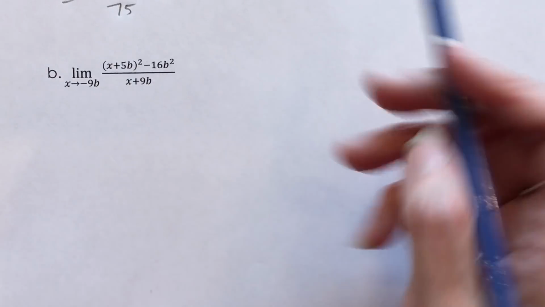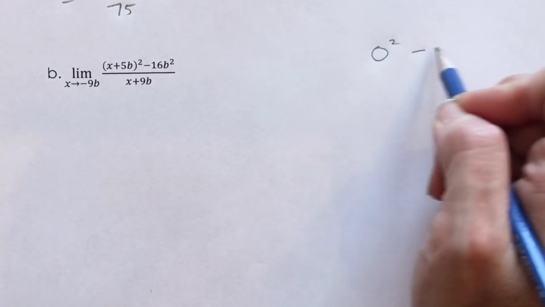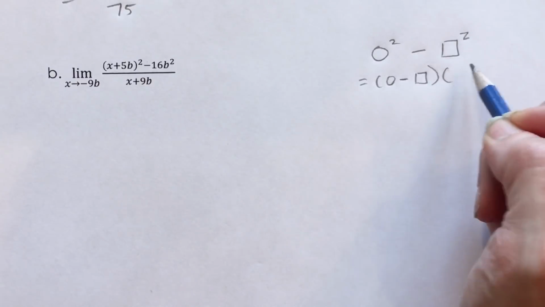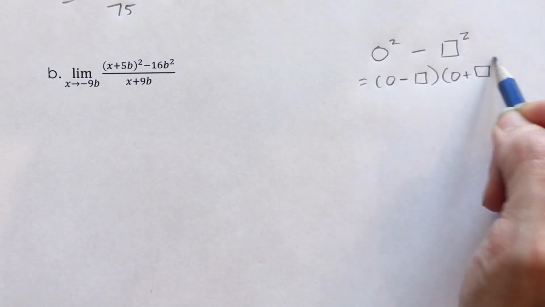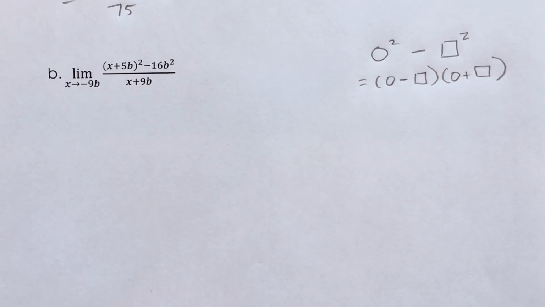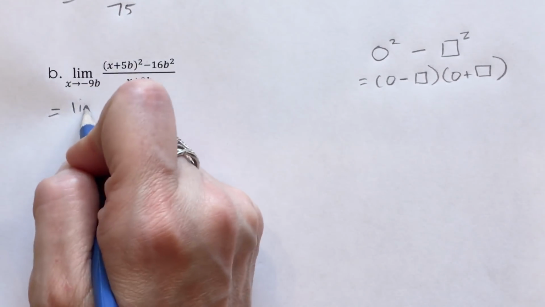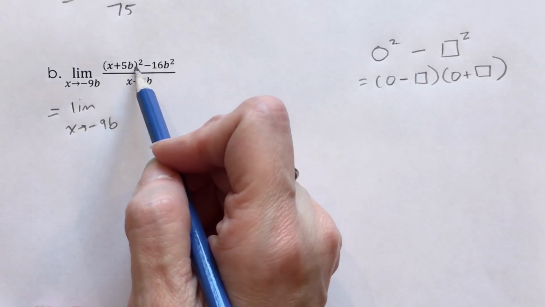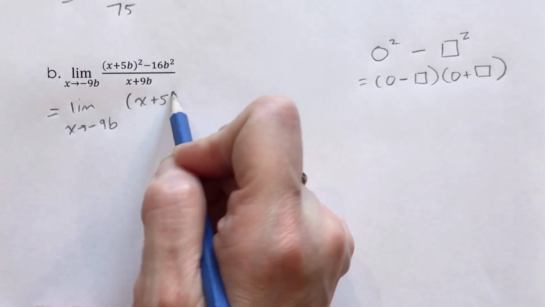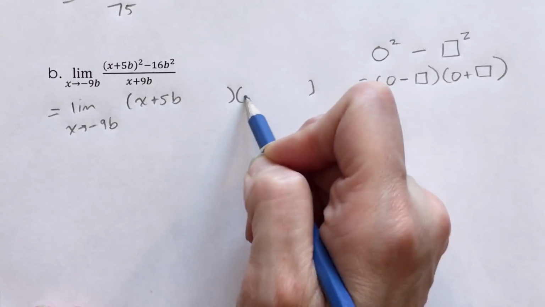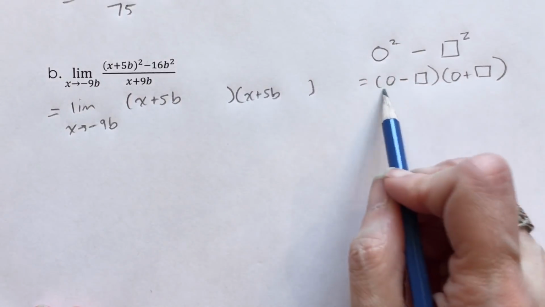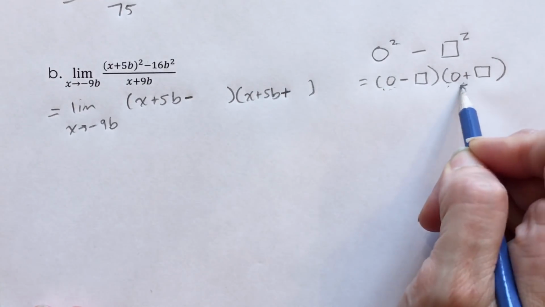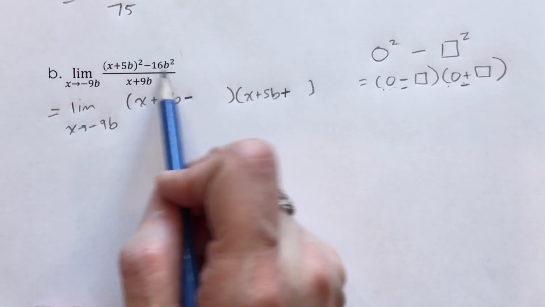But if you recognize that the numerator is actually a difference of squares, so it's something squared minus something else squared, which factors to give us this pattern here. Even though it's a complicated looking difference of squares, you can say what's being squared here is x plus 5b. So follow that pattern, it goes in the front of each bracket, a minus in one, a plus in the other, here and here. And then what's being squared here would be 4b.